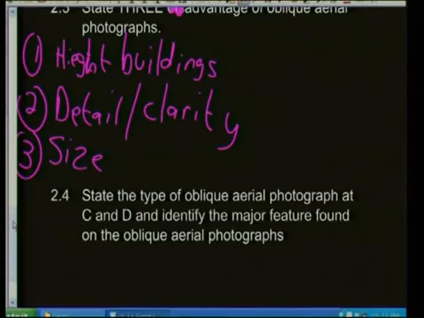Now, let's look at this one. State the type of oblique aerial photograph found at C and D. Now, don't just jump and look at it. I put these two photographs here because I know that these are more difficult, and I'm going to tell you about it now.